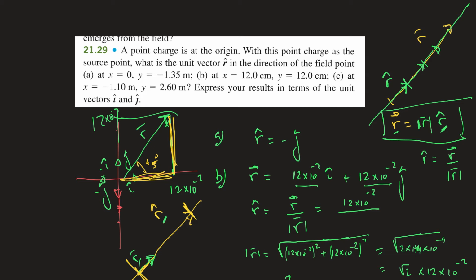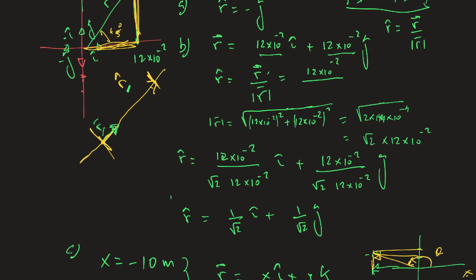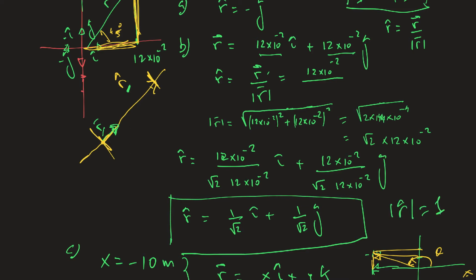So the unitary vector r with the cap will be the vector r divided by the magnitude of r. If you make the calculation, you will find that the unitary vector will be this vector. And you can find the magnitude and you can see that this is 1 really. And if you see at what angle the unitary vector is, you will see that it's also at theta equal 45 degrees, like the vector r.